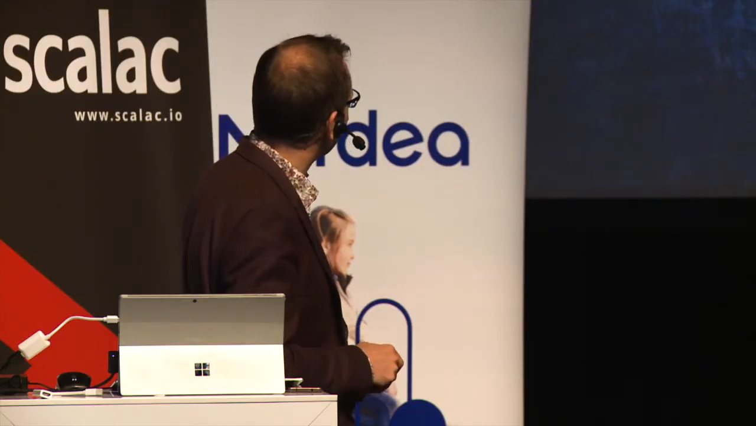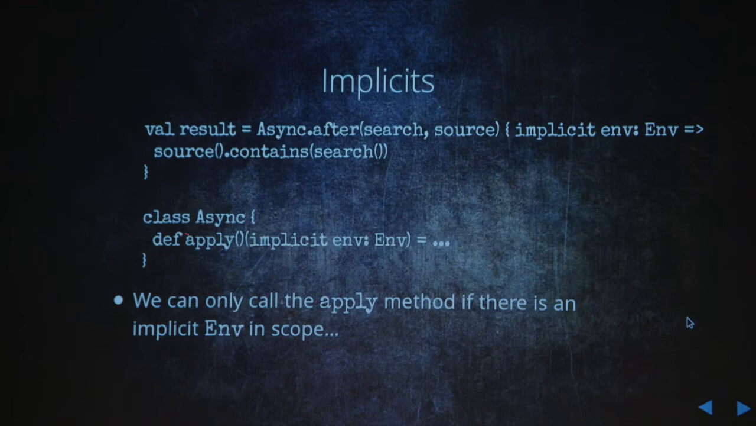So we have our async class. It's much simplified at the moment. And given an async value, you can try and get the value out of it. But I'm going to demand that there is an implicit environment in scope. So this is the method definition. And there it is, that thing I told you not to look at before. This is actually the environment. And we try to access the environment when we call apply on source. And it finds this one here. So far, so good.